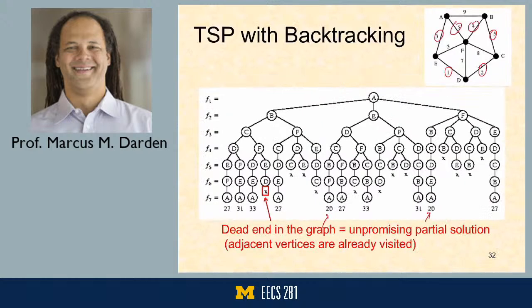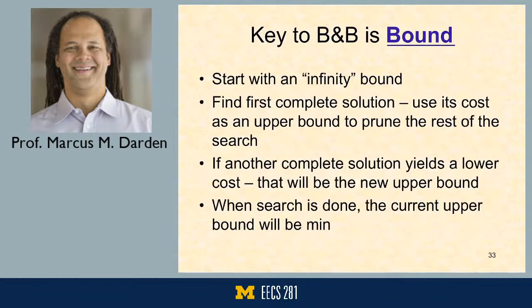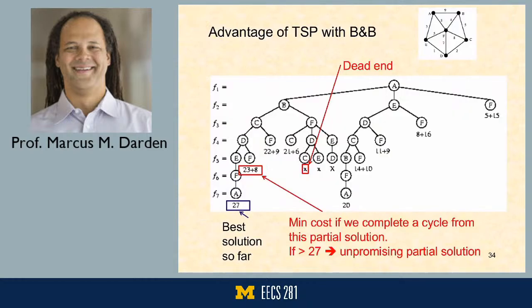So here you see I ended up looking at 10 different F7 leaf nodes before I was able to know that I had the best solution, because that was backtracking. I had to find them all and then pick the smallest one. With branch and bound though, I'm able to get to, in this case, just 2 F7 leaf solutions. Say, well, I found a 27, which was good, and then I found a 20, and nothing beat that. There's my optimal solution. All right.